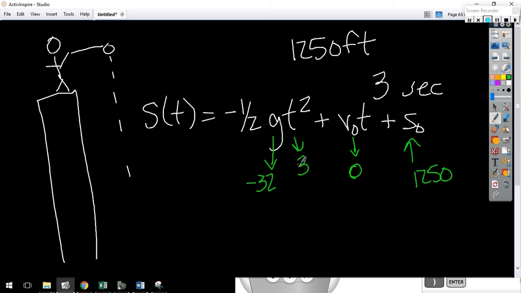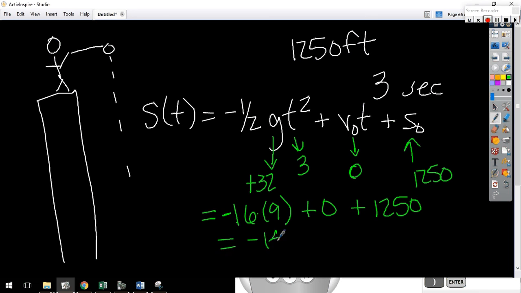If you multiply that, it's going to be 16 times 9. Positive 16, I'm sorry. 16 times 9 is 144. No, we didn't do this right. That should be negative, because of the negative half. I thought I was about to have to delete this video. So now it's negative 144 plus 1,250.